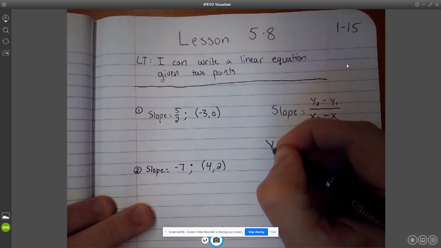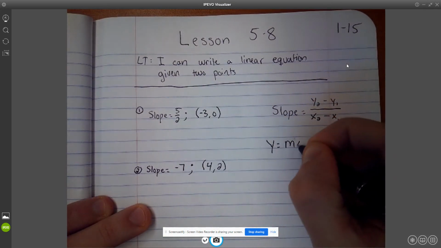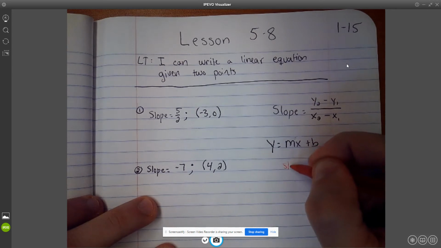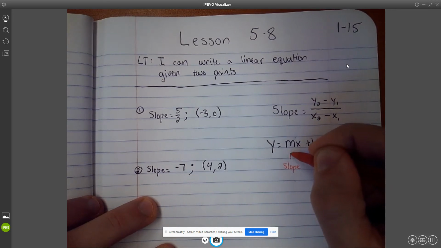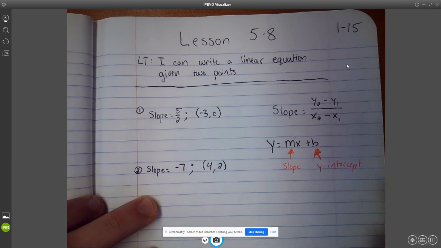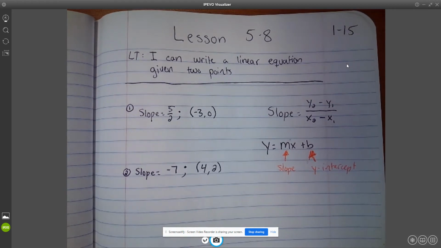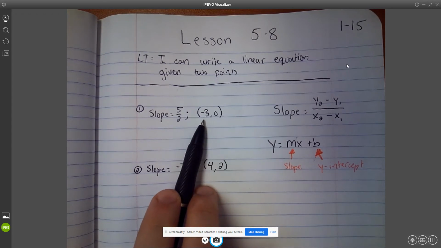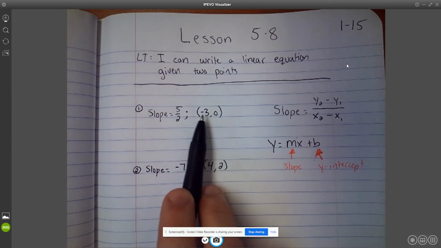Other thing we're going to write down, we learned in the last lesson, is y equals mx plus b, where m is our slope, and b is our y-intercept. This equation is essential to solve for lines. So here we have our slope is 5 over 2, and a point on that line is -3, 0.